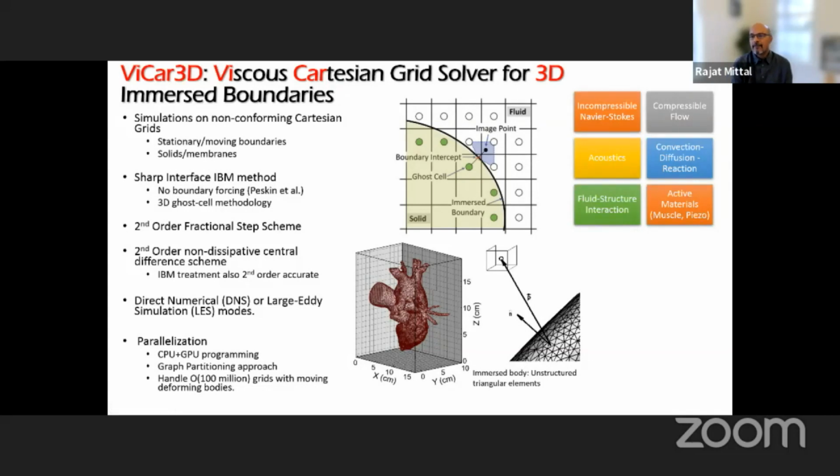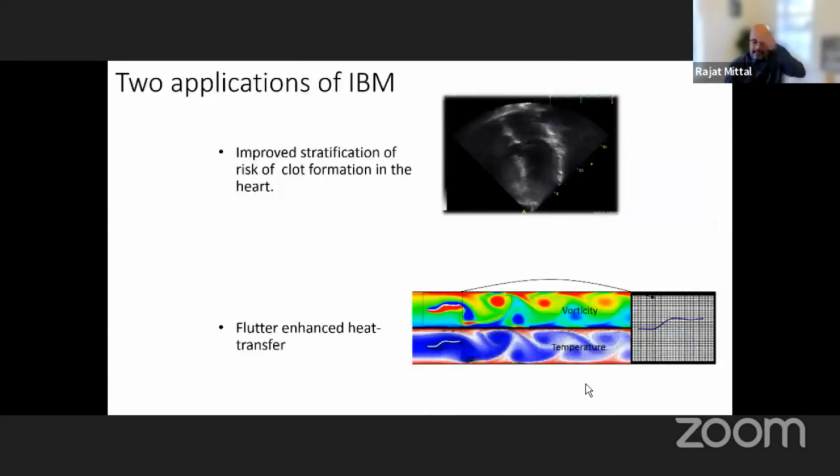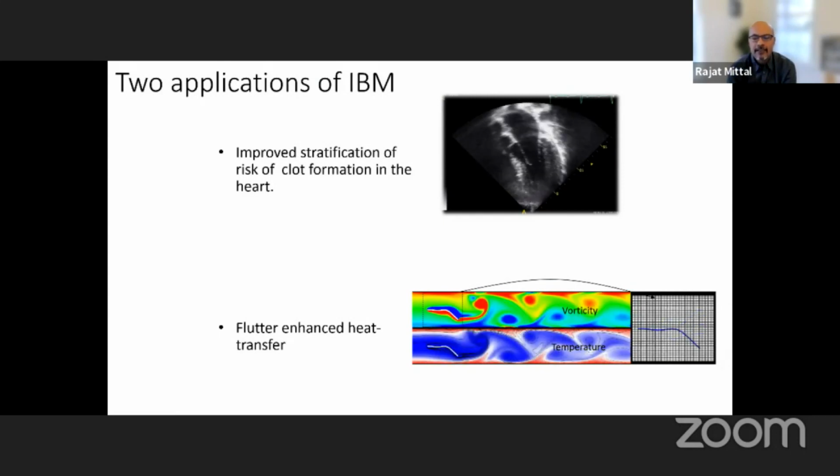We can do compressible flow, incompressible flow, acoustics, convection, diffusion, reaction, fluid structure interaction, and also there are some limited capabilities for introducing active materials into the code. Like I said, it's been parallelized and it's fairly efficient, and there are a number of papers that have described the various details of this code. If anybody's interested, they can find these papers on our website. So now with this, I'm going to transition to talking about two applications. The first application is related to cardiovascular flows.